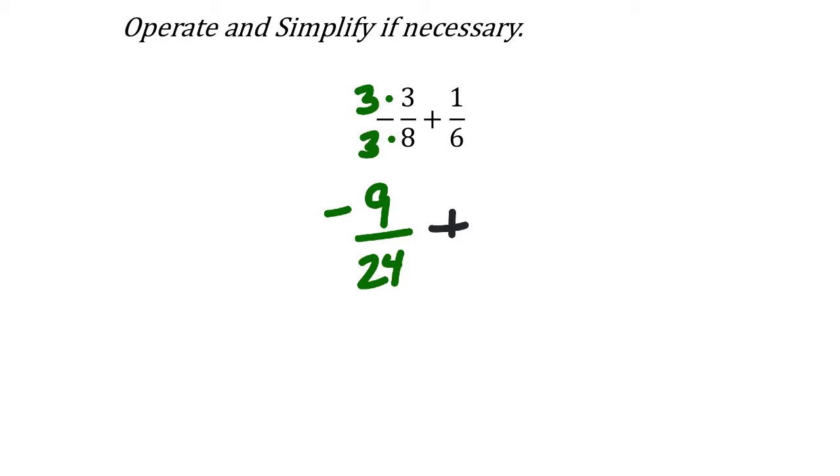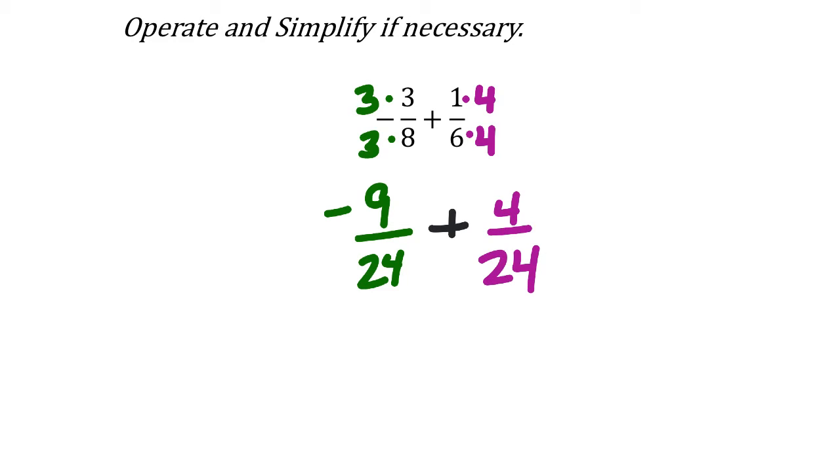So now we got to look at the 6. Well, what do I multiply 6 by to get 24? Oh, that's 4. So again, whatever I multiply the numerator by, I have to multiply the denominator by as well. So 1 times 4 is 4. 6 times 4 is 24.